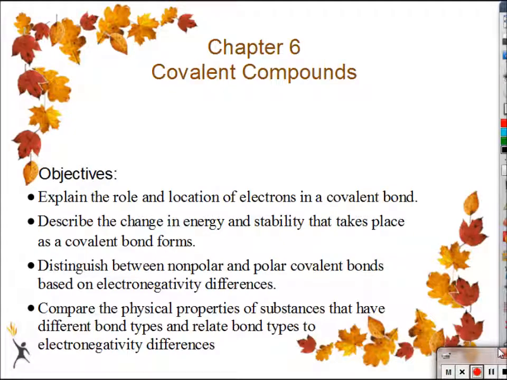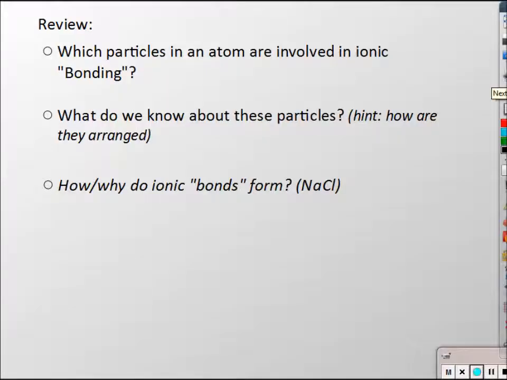Today we're going to begin covering Chapter 6, Covalent Compounds. We're going to look at how electrons form covalent compounds and what some general properties of those compounds are. To begin with, let's do a quick review.